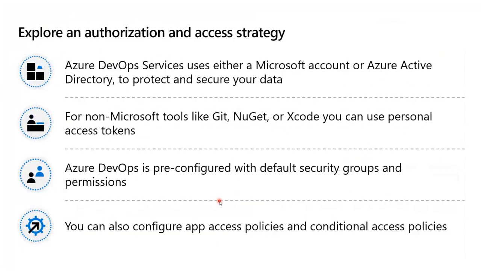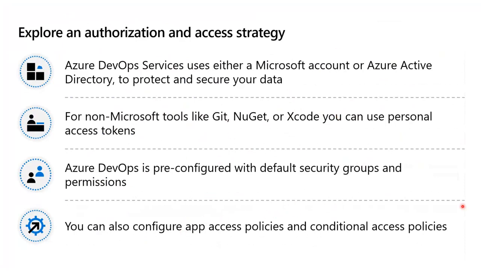What else? We can also identify which users are going to have access to those specific projects or to those specific libraries. All right, such as for non-Microsoft tools like Git, NuGet, or Xcode, you can use personal access tokens. Azure DevOps is pre-configured with default security groups and permissions. And you can also configure app access policies and conditional access policies.